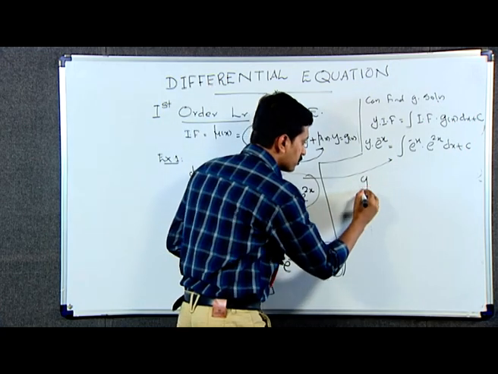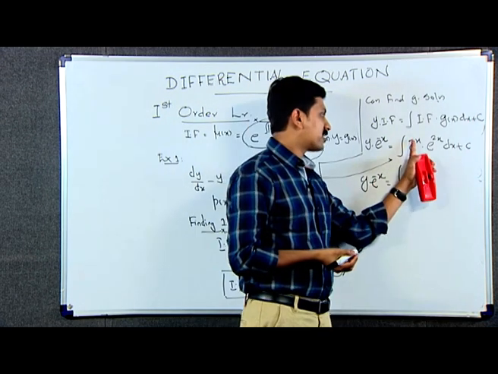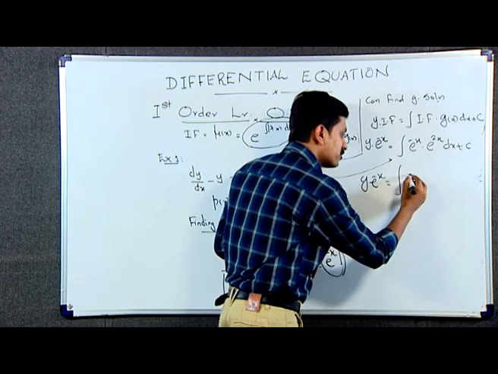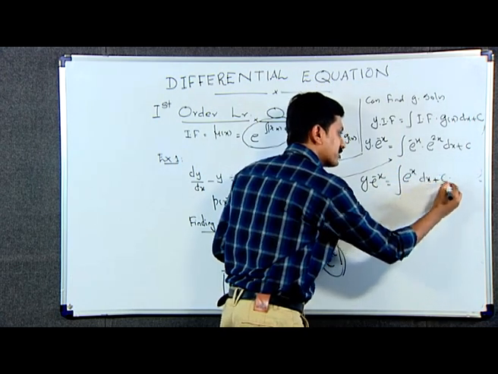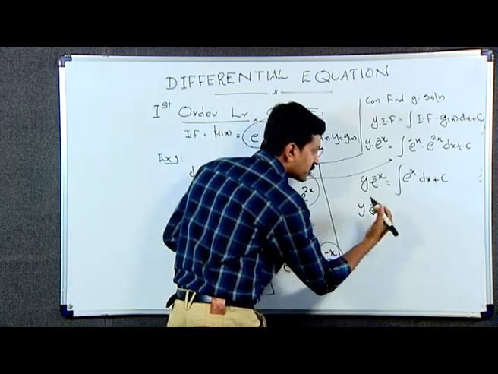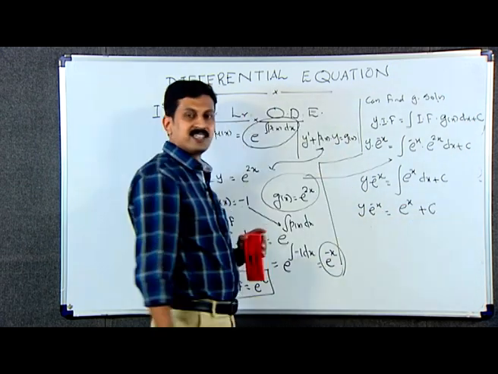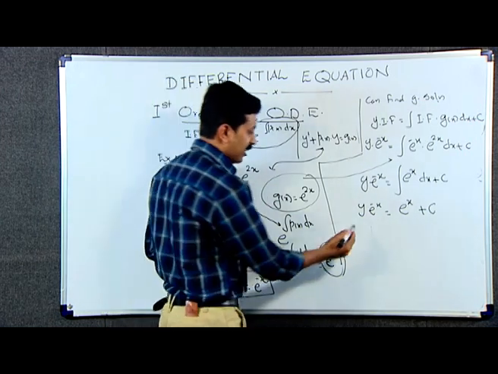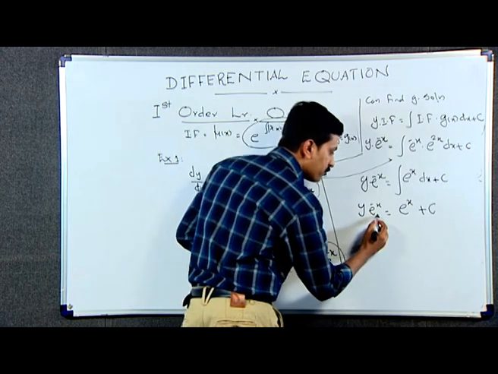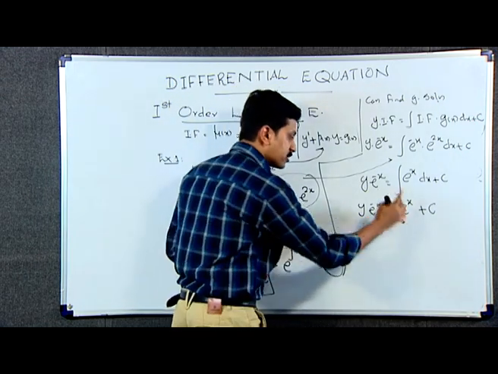So, y into e raised to minus x is equal to integral of e raised to minus x and e raised to 2x, that is e raised to 2x plus minus x, equal to e raised to x dx plus c. So, y e raised to minus x is equal to integral of e raised to x. The integral of e raised to x is again e raised to x, that is e raised to x plus c. We have to find the solution, and we know the solution is y itself. We are removing the integrating factor e raised to minus x from the left side and taking it to the right side.